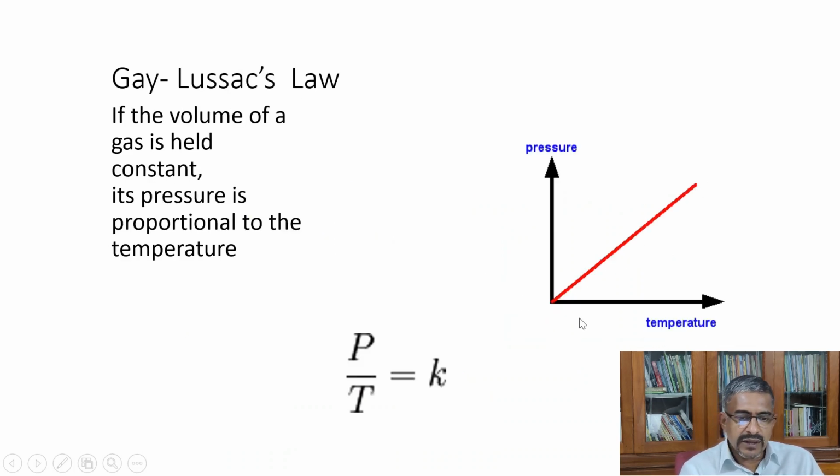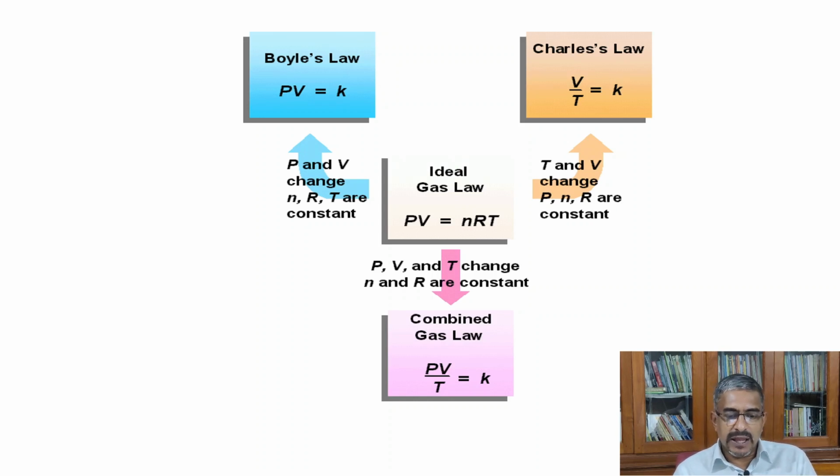Another one is Gay-Lussac's law. If the volume of a gas is held at a constant value, the pressure is proportional to temperature. That is also the same: temperature increasing, pressure increasing; pressure increasing, temperature increasing. See, P by T is equal to a constant. These three laws combine into the ideal gas law, PV equals nRT. This equation is derived from Boyle's law, Charles's law and the combined gas law. Compressors and the compression principle work based on these gas laws. We will explain that in our coming sections.